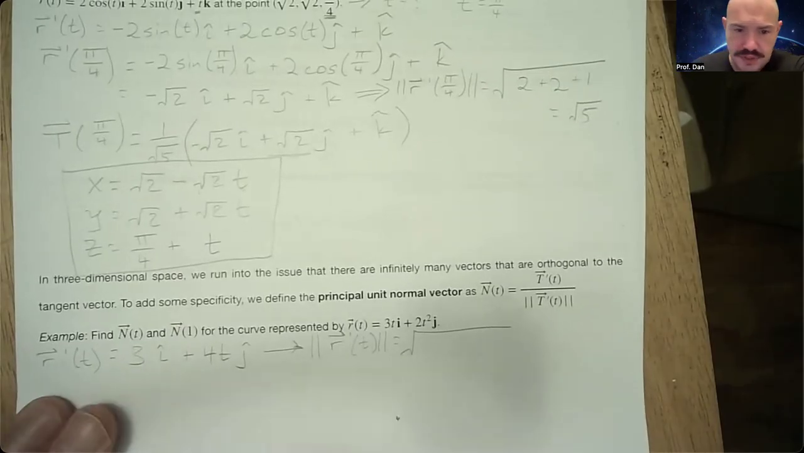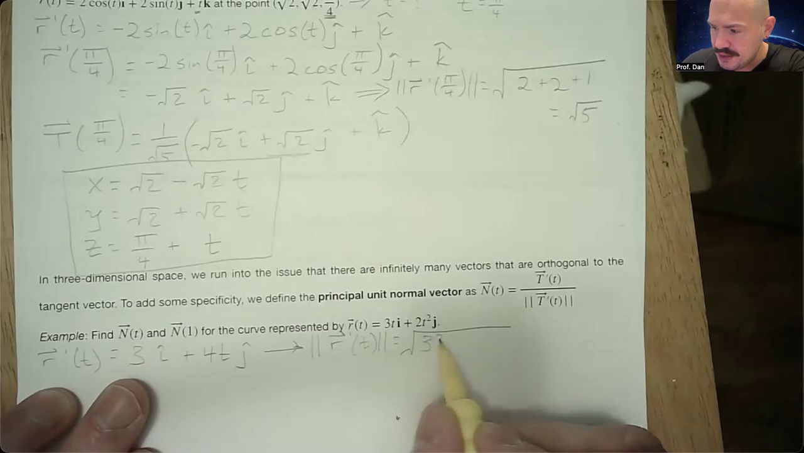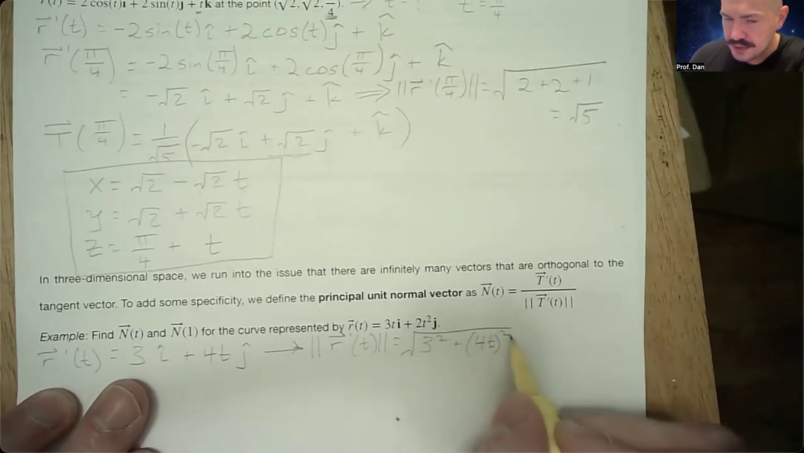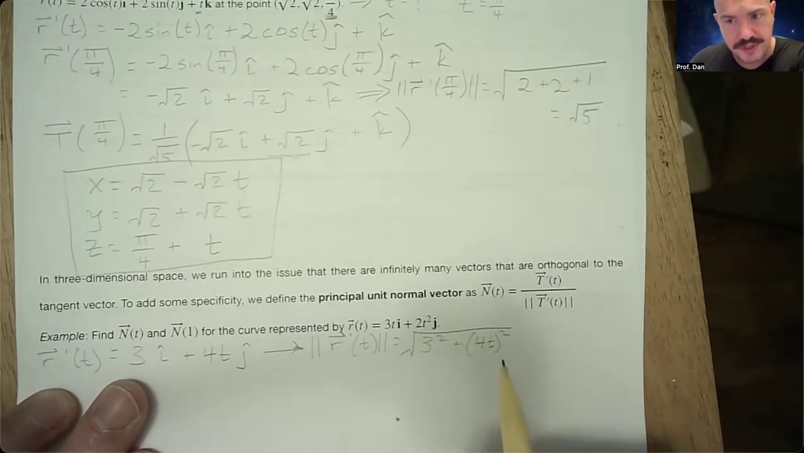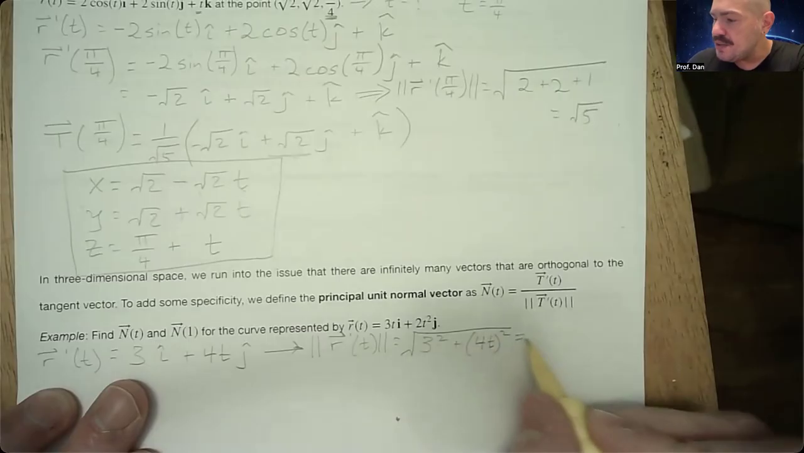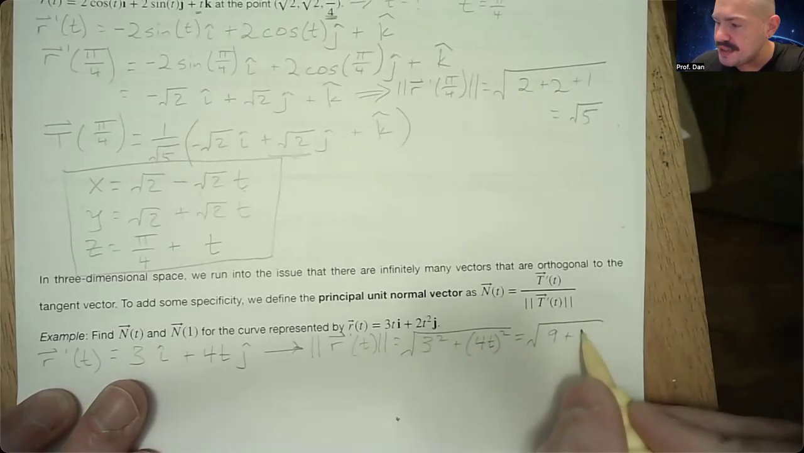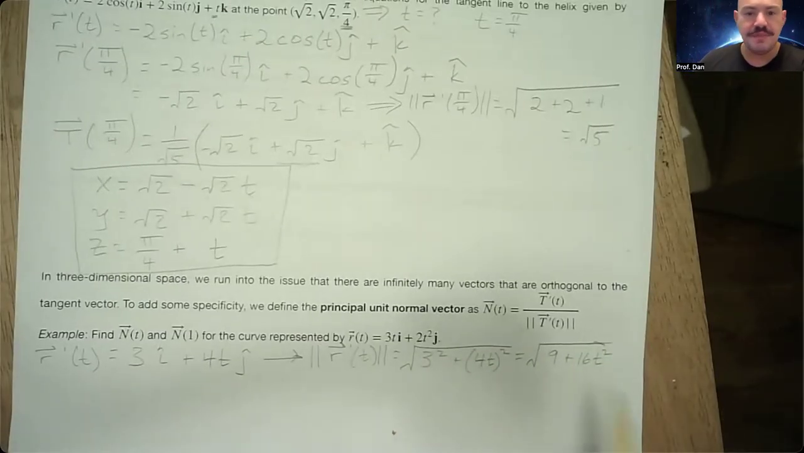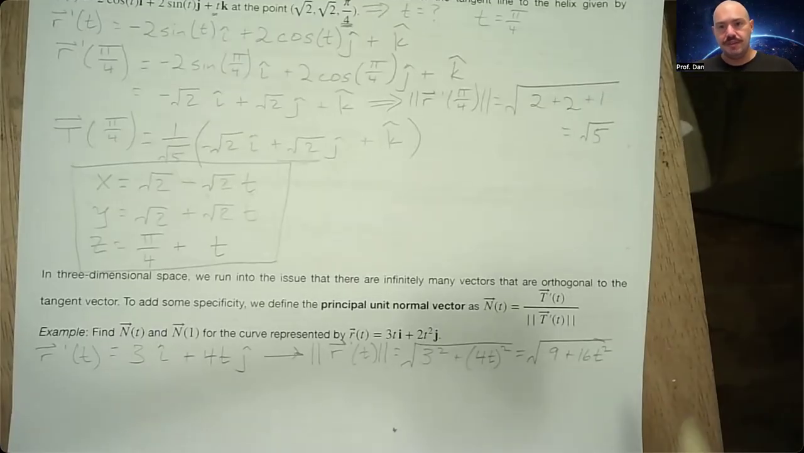All right, so doing that, we'll square the i component. That's going to be 3 squared. Square the j component, (4t) squared. Notice that's in parentheses because the 4 also has to be squared. So when I calculate that, I get the square root of 9 plus 16t squared. And that's going to be the magnitude of r prime for any value of t.